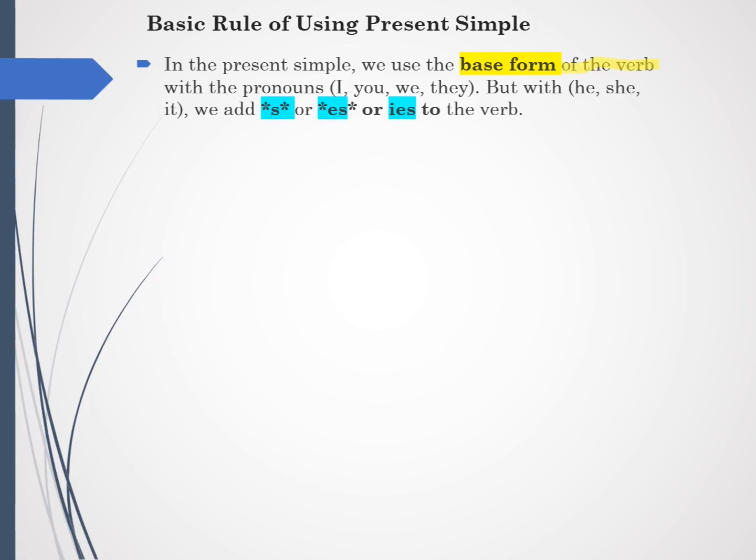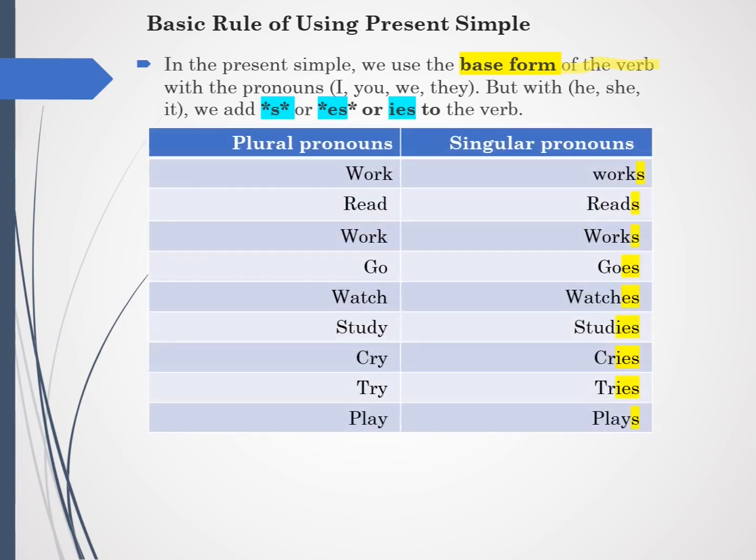So here we have something. It's not crucial to use only the pronouns. We can use also nouns like Sam, Ahmed, Jack, and so on. So here we have a table. With the plural pronoun, we like work, read, go, watch, study. We don't add anything to the end of the verb. And the opposite with the singular pronoun, we have to add s or es or ies. And there are some rules that tell us what to do.